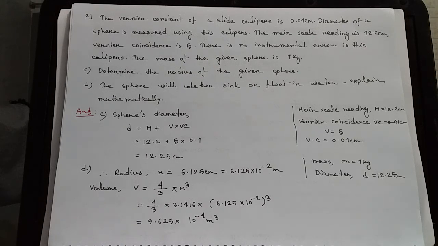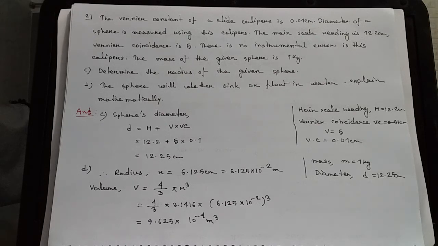Then what was question number D? The sphere will whether sink or float in water. A sphere will sink or float in water depending on the buoyancy rule. We know that if the mass of the object is more than the water displaced by it, then it will sink, or if the mass of the body is less than the displaced water, then it will float. So at first we have to determine the displaced water by the object.